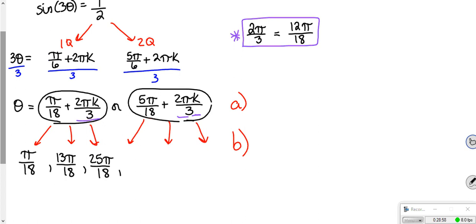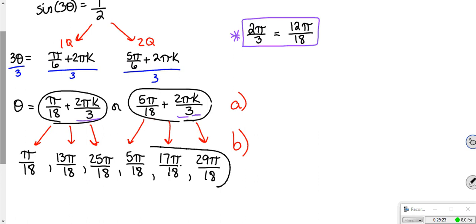Now, from the next one, my first one is, of course, what we started with, the 5 pi over 18. And then the next one, again, I'm adding 12 pi to it. So this is going to give me 17 pi over 18. Again, gotta love the dead spots. And then add 12 pi again, and we get 29 pi over 18. So these would be my 6 specific answers between 0 and 2 pi.